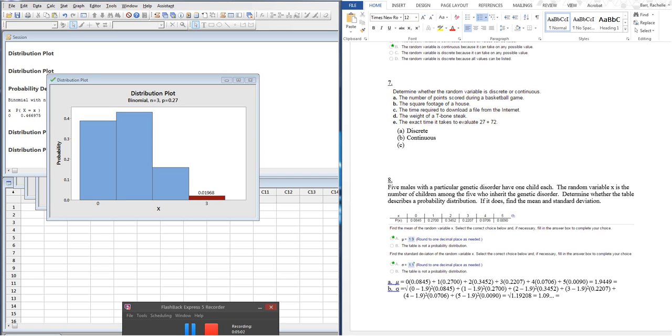Okay, the time required to download a file from the internet. This could literally be anything depending on your internet connection speed. And since it could take on any time in between a certain upper limit of finite number of times, it's got an infinite number of possibilities for the time unit that it could take on. I would call this continuous.